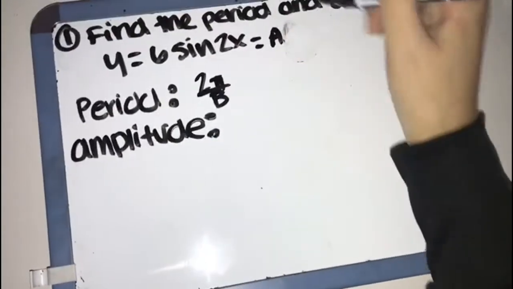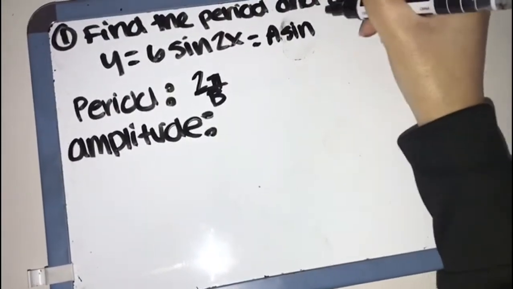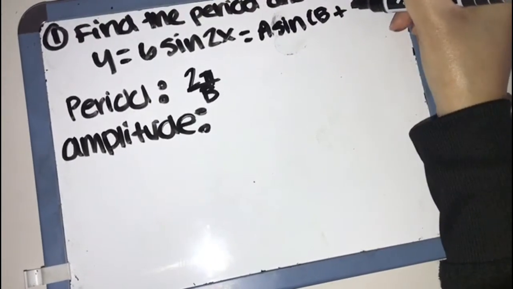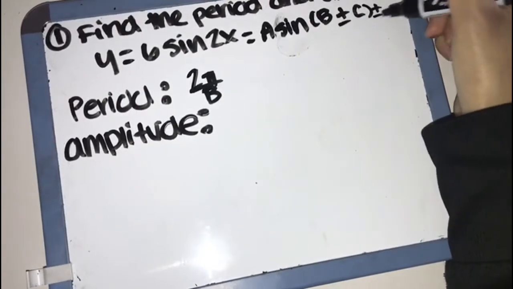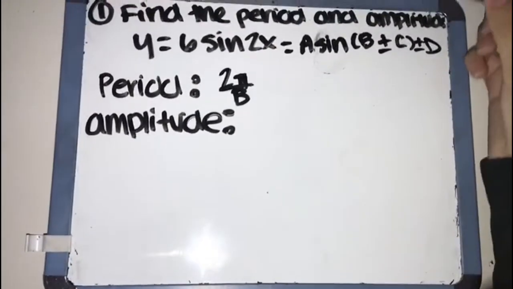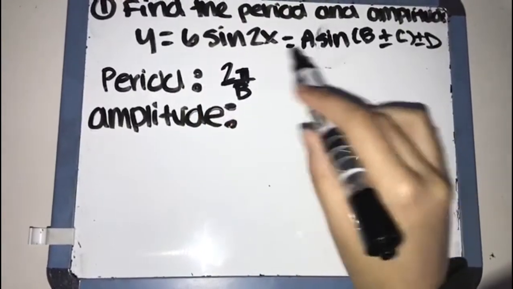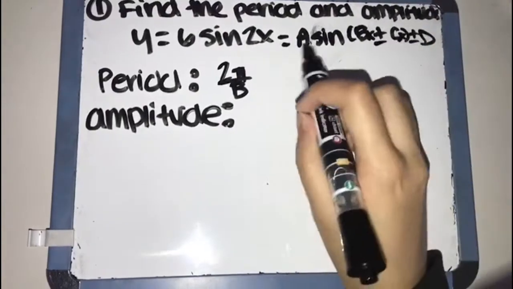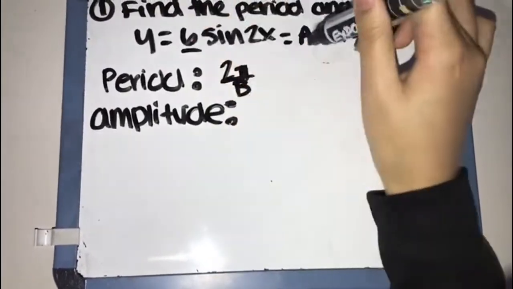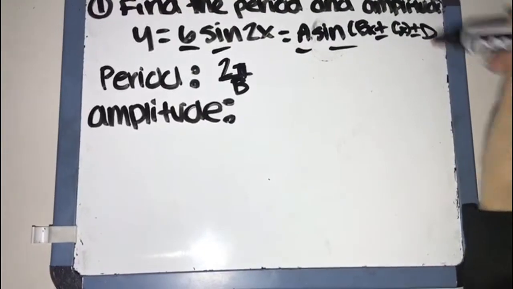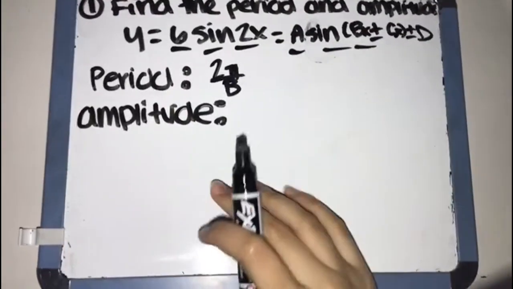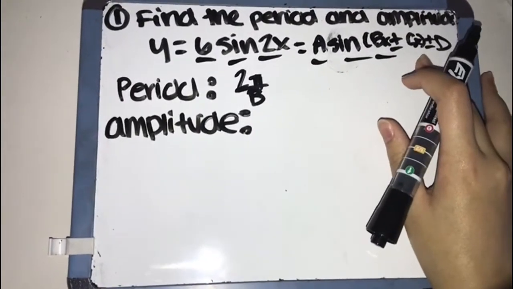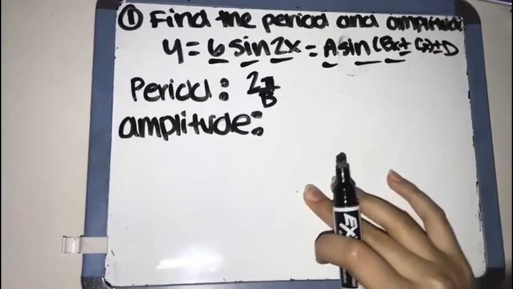So it would be like a sine Bx plus C, or plus D. As you see, you can see how it's similar. You see how 6 is A right here, sine is the same thing, and then 2x would be Bx. Except they don't have the phase shift and the D part, so we're just going to leave that off.